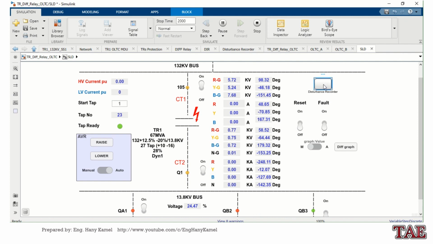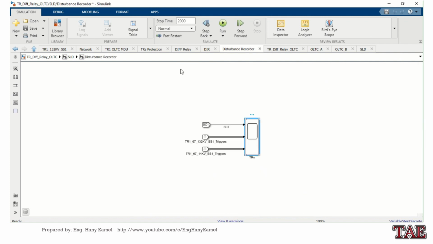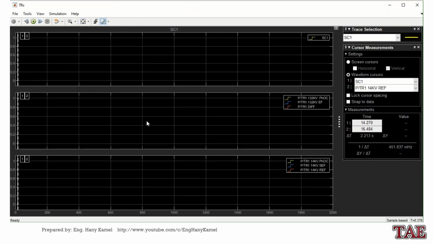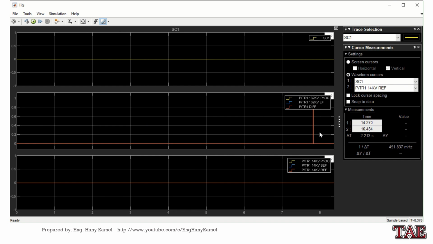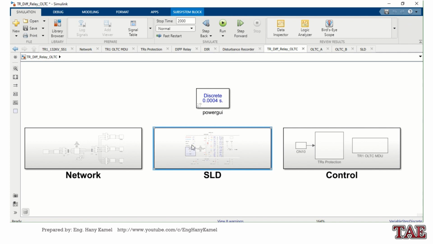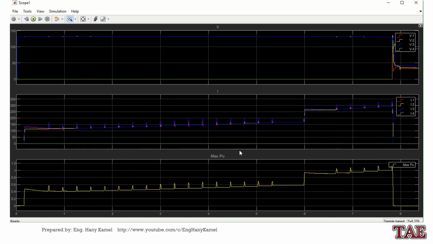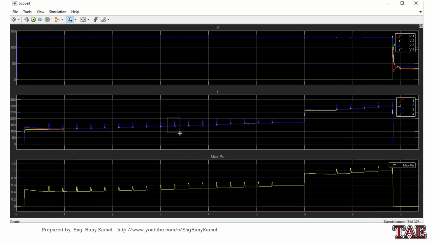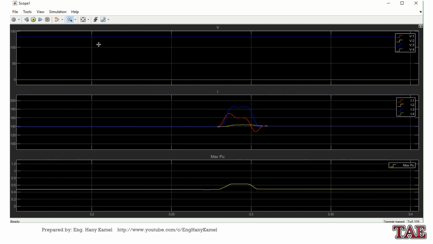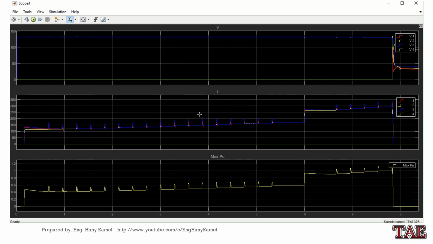You can see the disturbance recorder. This is the differential protection. This is the current RMS. You can see the peaks during tap changing are now larger due to the short circuit on the resistor, the switching resistor.